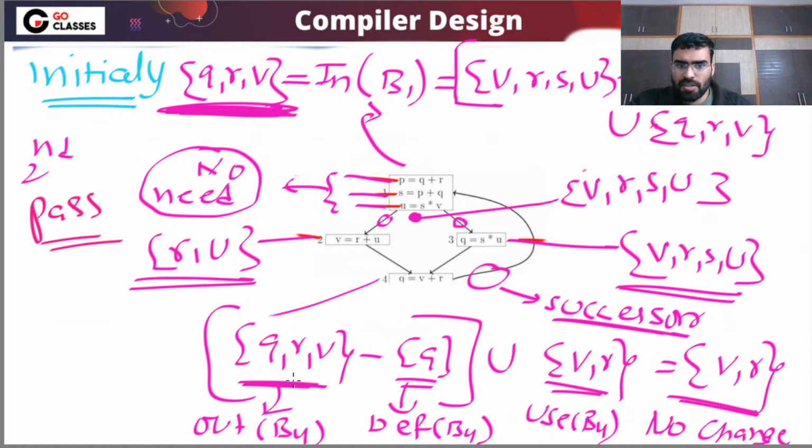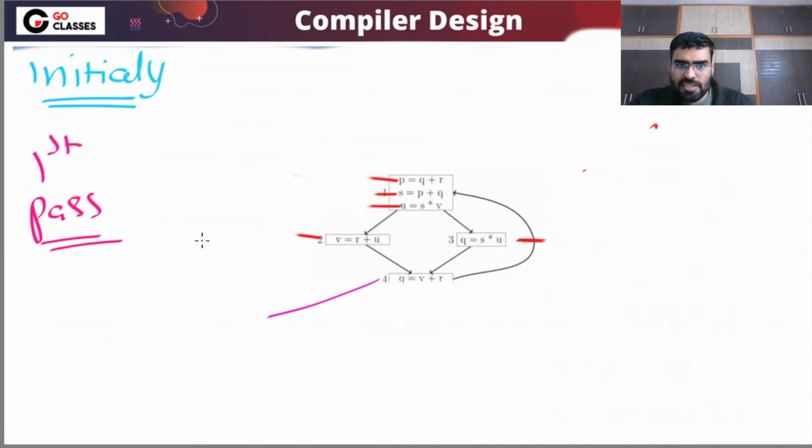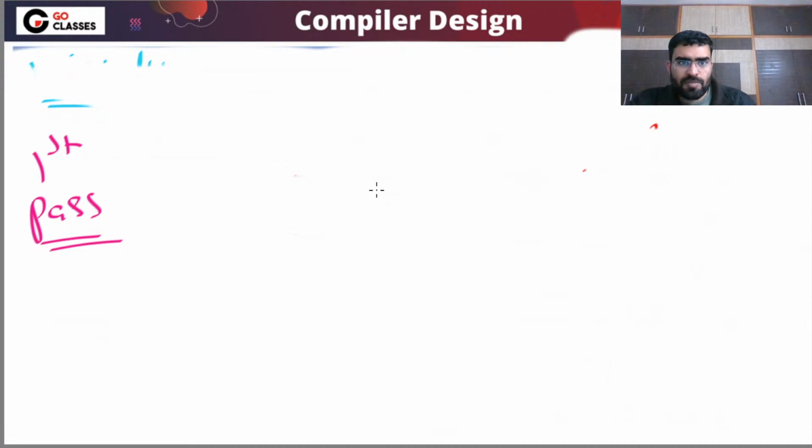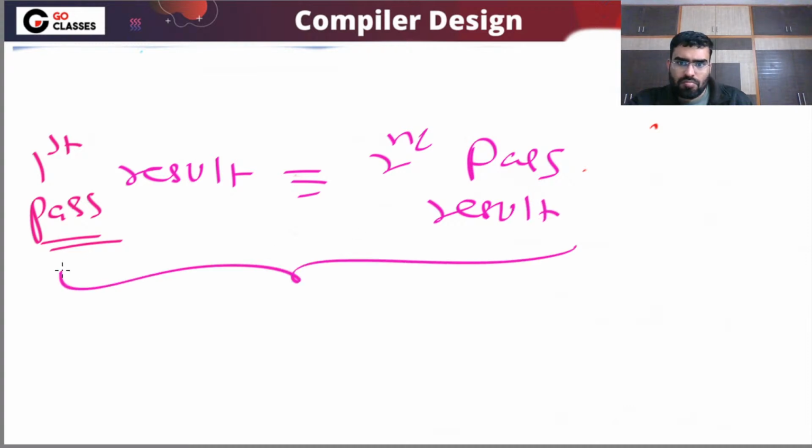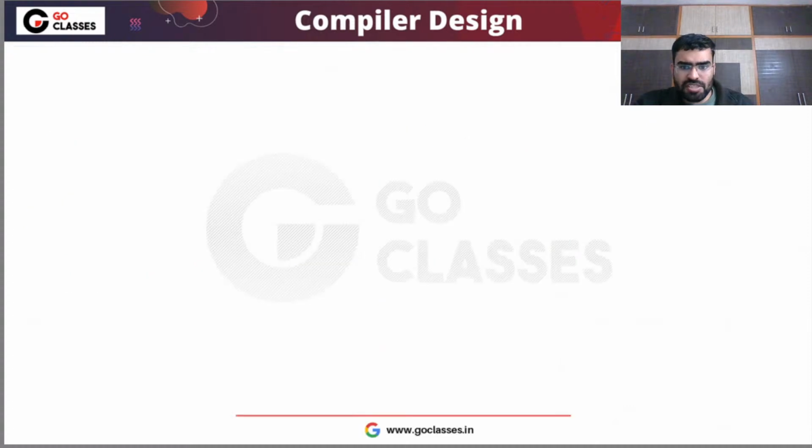So now there is no change here, no change here. Actually there will be no change anywhere. So the first pass result is the same as the second pass result. So finally what you can say is that the first pass result is the same as the second pass result. So you can stop. This is how you can do it.